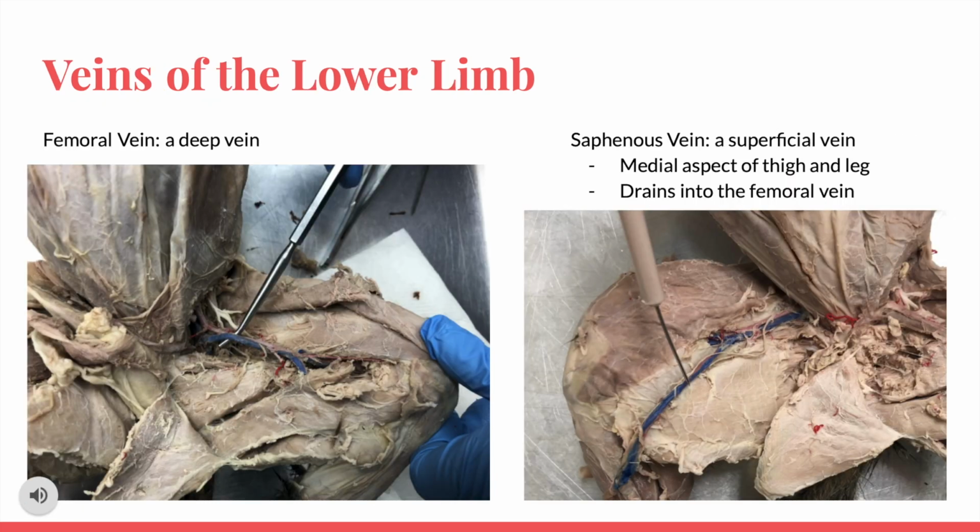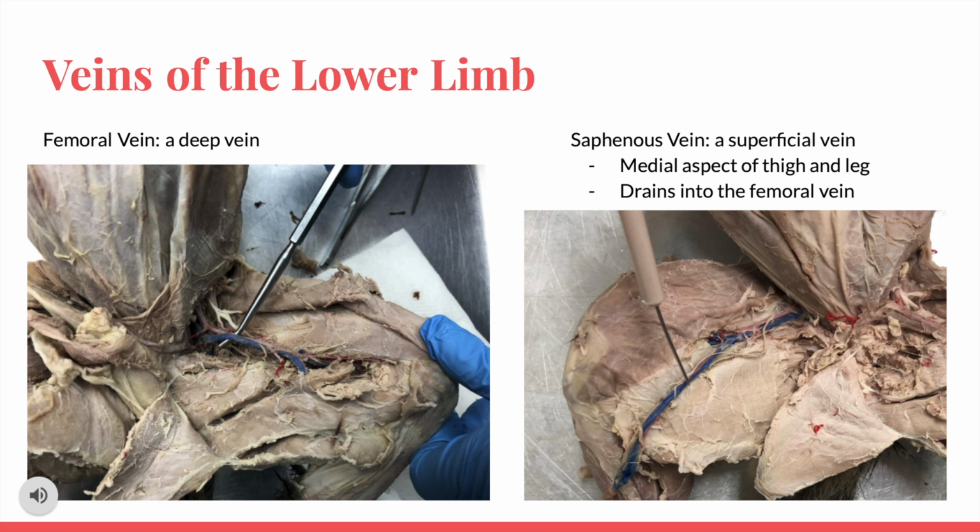In lab, the veins of the lower limb that we will be dissecting are the femoral vein and the saphenous vein. The femoral vein is a deep vein that is found in the femoral triangle. It arises from the external iliac vein. In the picture, you can see that the femoral vein is located deep within the anterior thigh of the cat. The saphenous vein is a superficial vein, which is located on the medial aspect of the thigh and the leg, and it drains into the femoral vein.